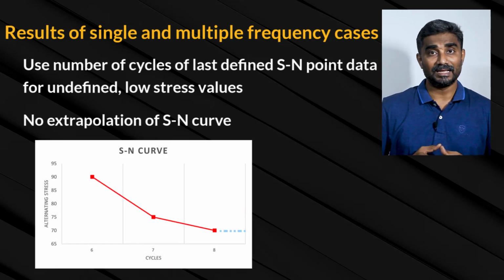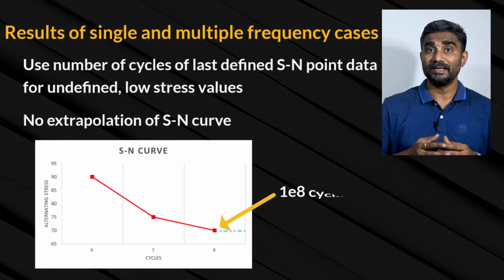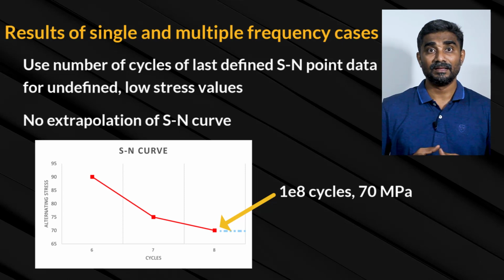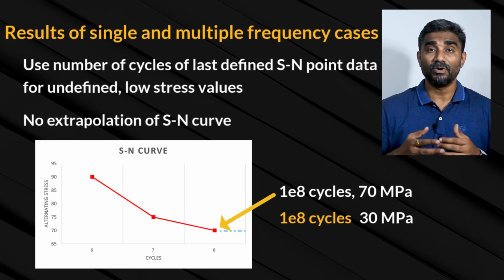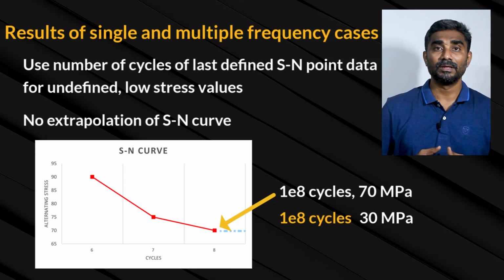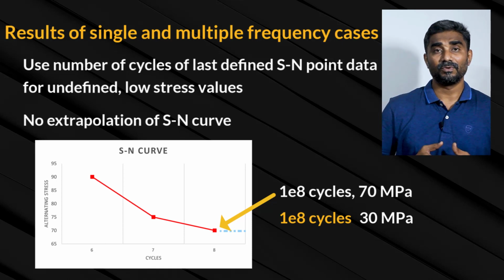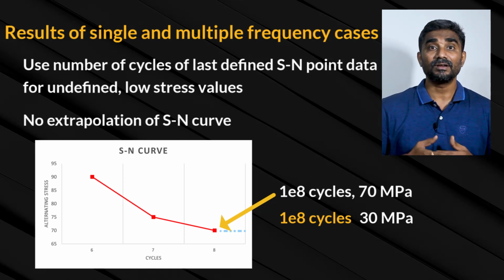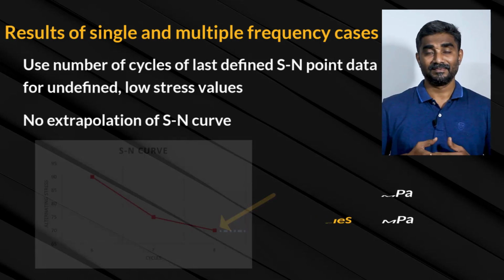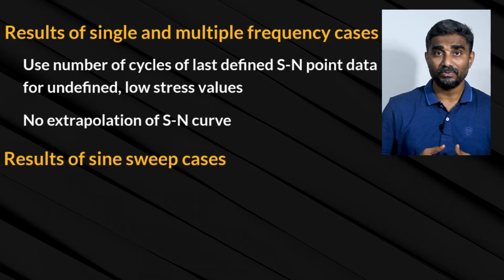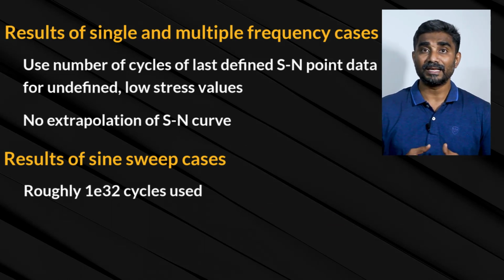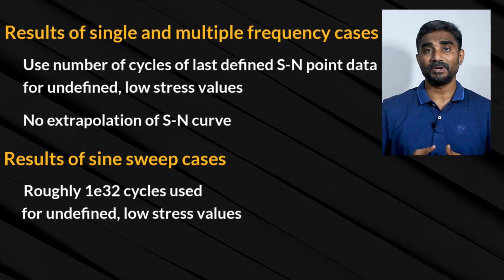For example, if your last data point on the SN curve is 1e8 cycles at 70 MPa, a value of 30 MPa will be considered to have a life of 1e8 cycles if not defined directly. This is important to note because at high frequencies, there will be many cycles per second. So a shortened life could be predicted if your SN data does not cover an appropriate stress range. When performing fatigue analysis of a sine sweep, a value of roughly 1e32 cycles is used for undefined low stress amplitudes. Let's now get a better understanding of these concepts with the help of a walkthrough example in Ansys Mechanical.